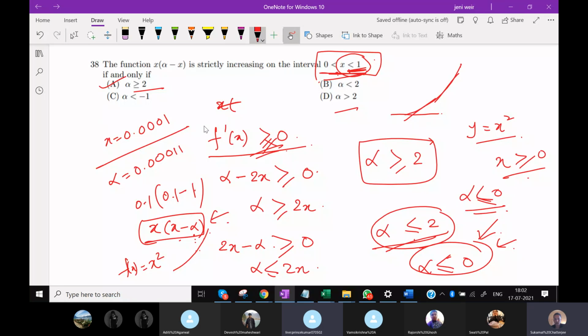So you have to actually check by putting the value here. What you are thinking in your mind, you have to actually check whether it is working or not. You take a value very close to 1 here. Let's say you take 0.99 and you take alpha equal to 2. So 2 minus 0.99 is 1.01, which is positive.